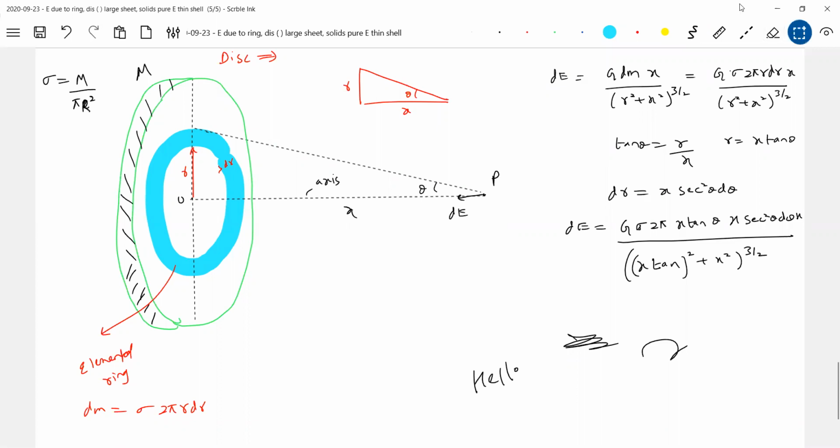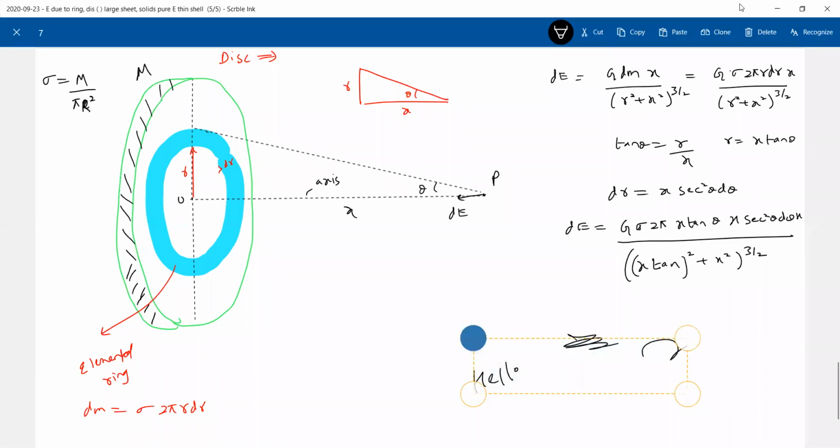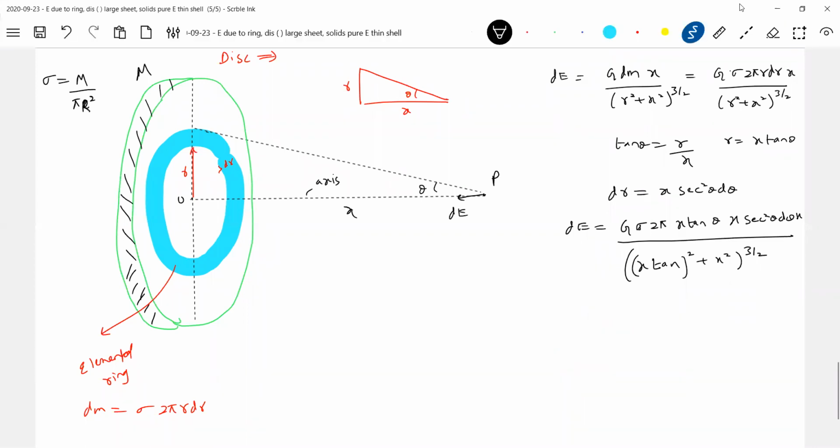Some delay coming. Okay, fine. Let's see if the problem comes, then we have to restart. There are so many parameters here.